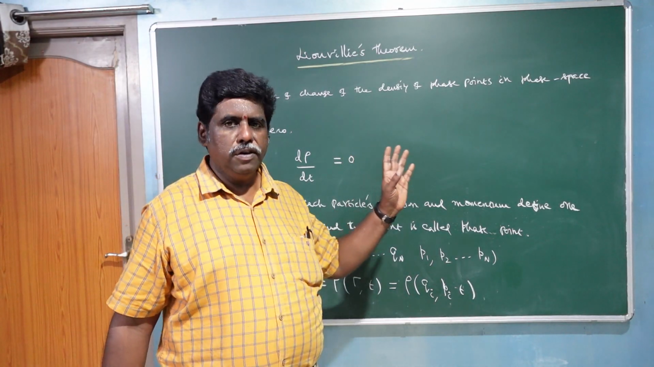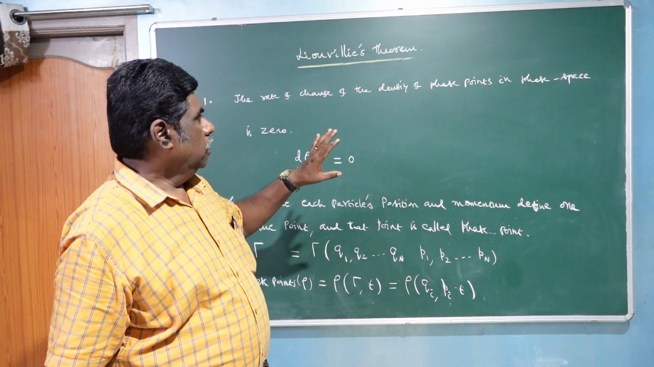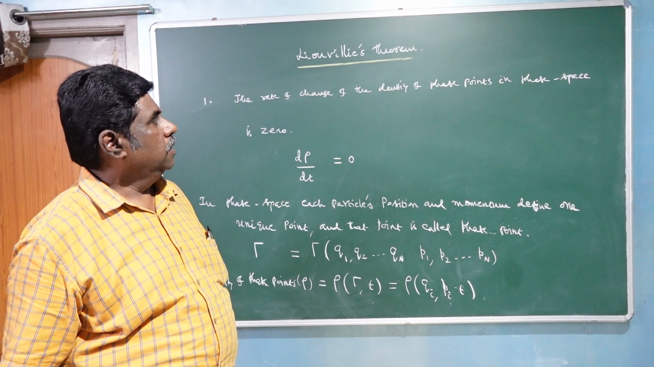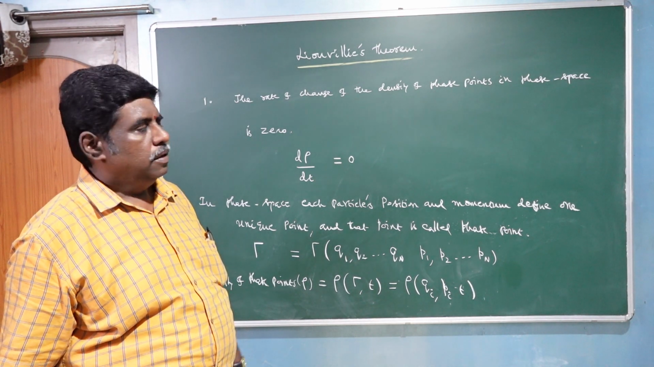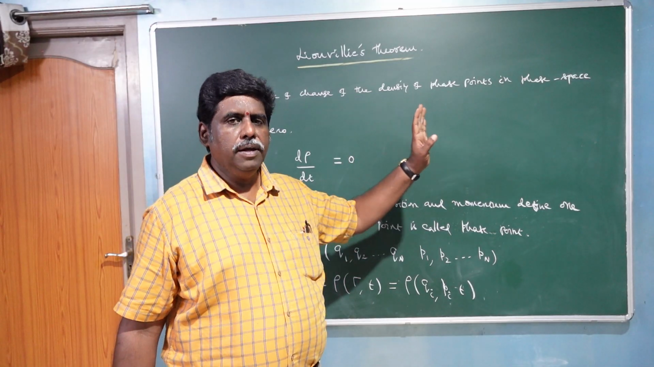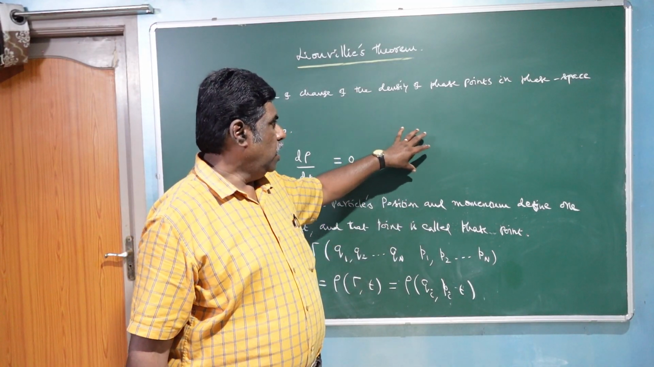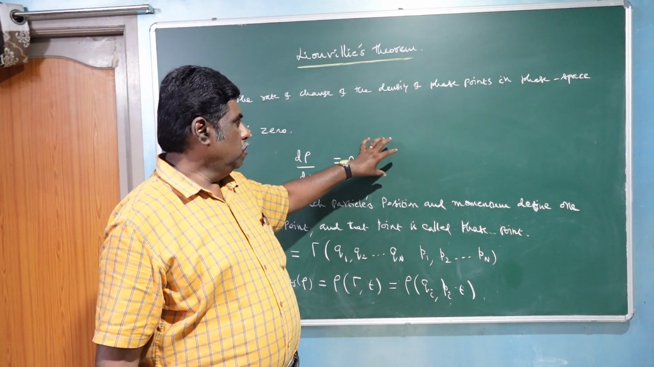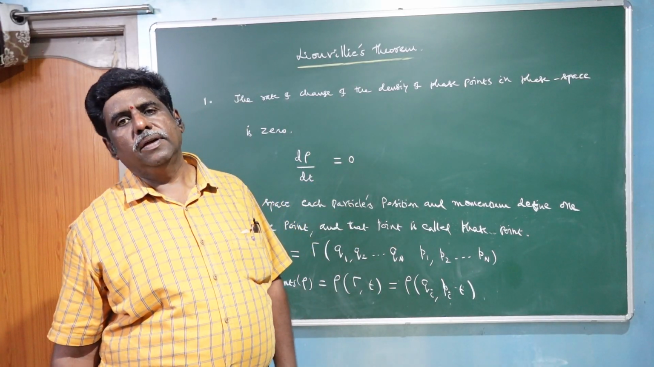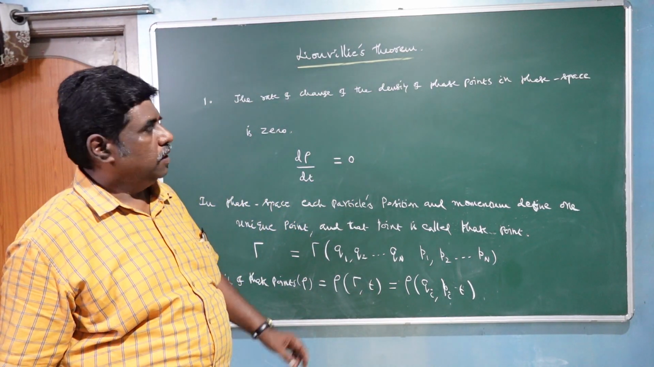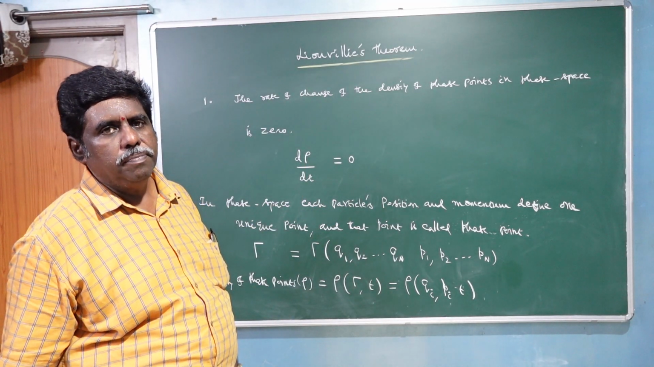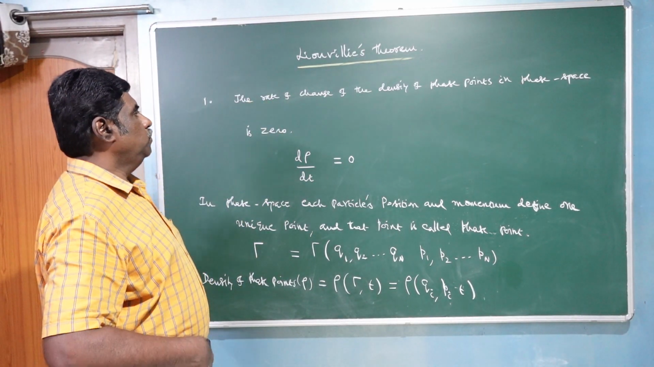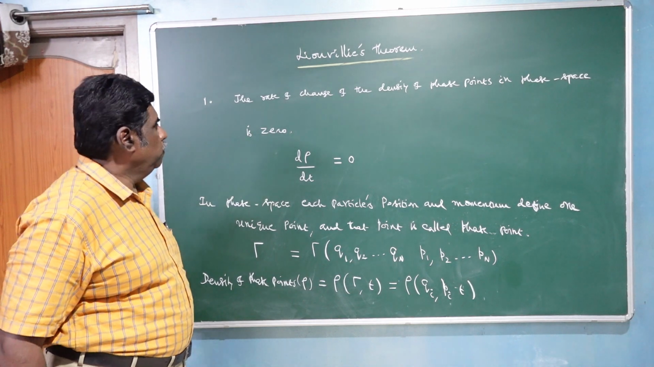Even though the phase points are making their motion, at a particular time, in a particular region, the density of phase points is a constant. Suppose a few phase points are making the displacement from one region to another region. At that particular region, the same amount of phase points are migrating. Anyway, the total number of phase points at that particular point in that particular time is a constant. That is the meaning of the first theorem: the rate of change of the density of phase points in phase space is 0.